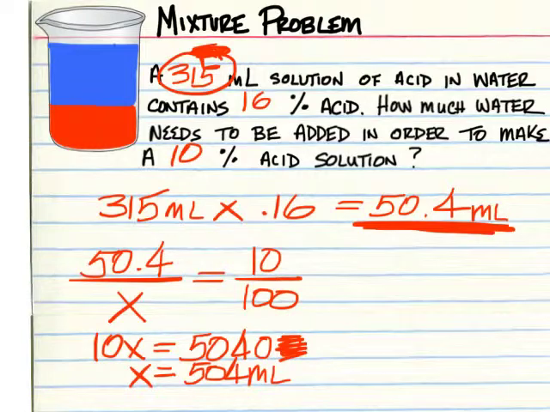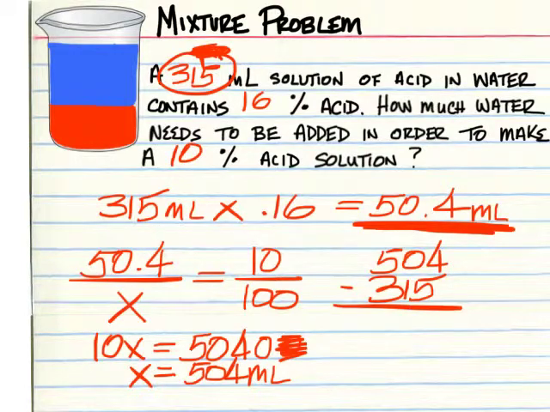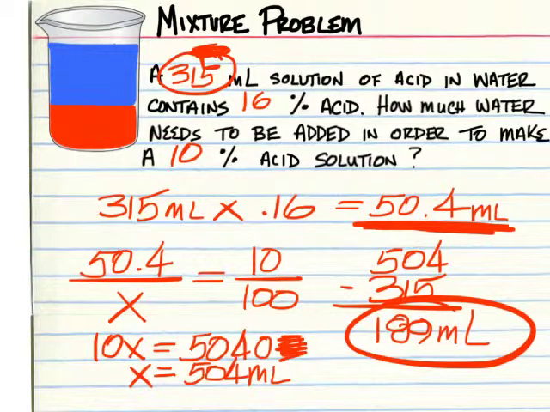milliliters, and you started with 315. Your new one must be 504, so you must do that subtraction. 504 minus 315 and come up with 189 milliliters. That's how much water must be added to make that 16% acid solution be a 10% acid solution.